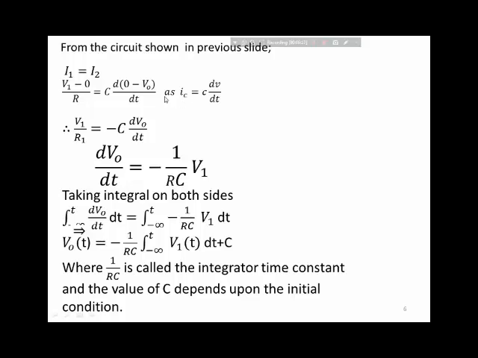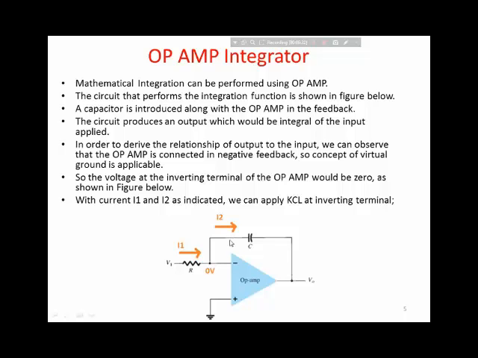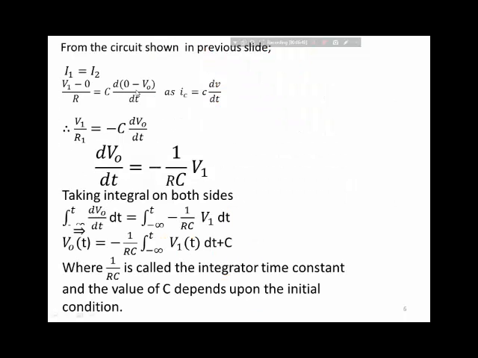So we can write the equation for I2 as C dV by dt, where V is the voltage across the capacitor. That is, the voltage across the capacitor would be the voltage at this point minus the voltage at this point. This is the potential difference appearing across the capacitor. So the voltage at this point is 0 and the voltage at this terminal is V0. So 0 minus V0 is the voltage across the capacitor, and I2 would be equal to C d(0 minus V0) over dt.